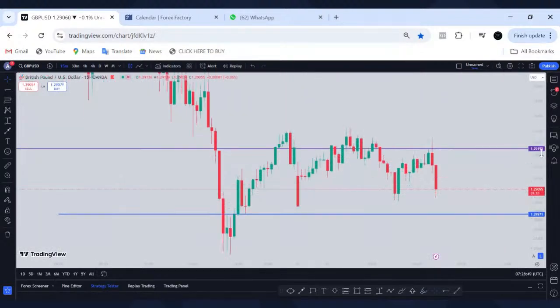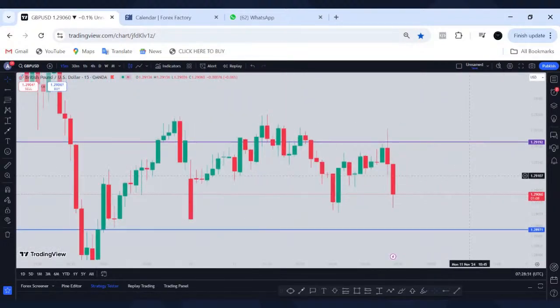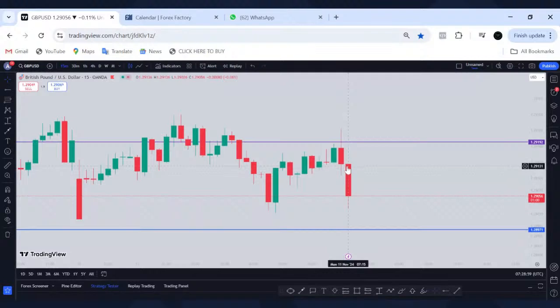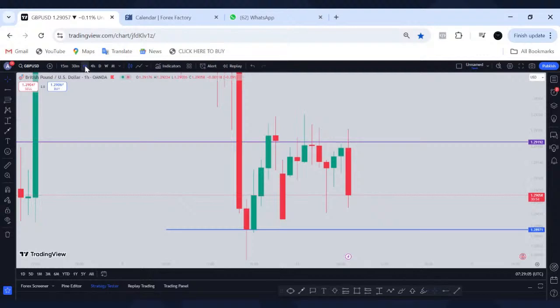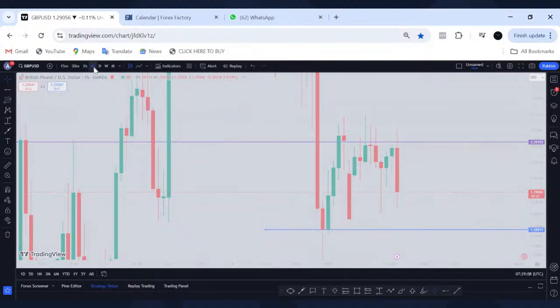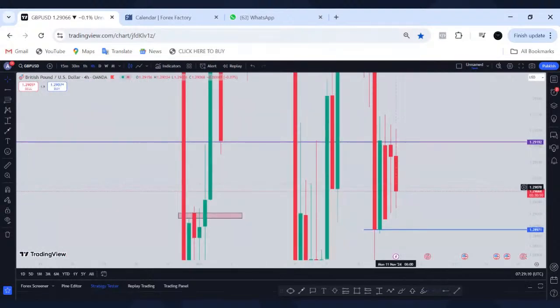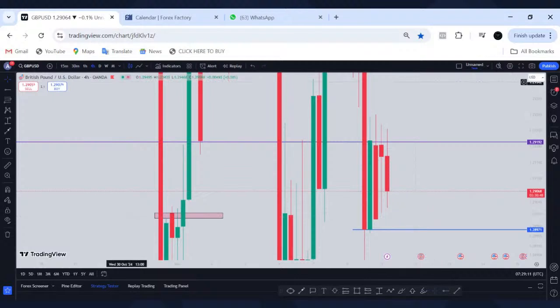So moving to the H1. I think the H1 gave the entry. But even with the entry, the price would have been very low.